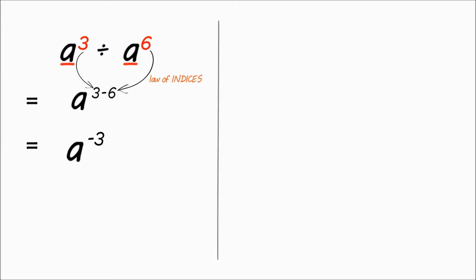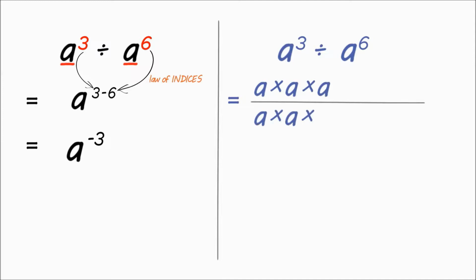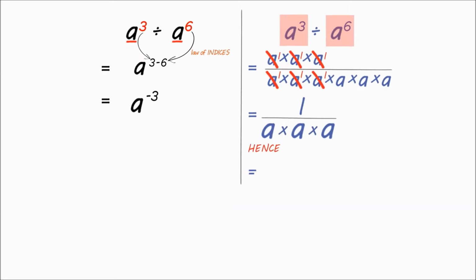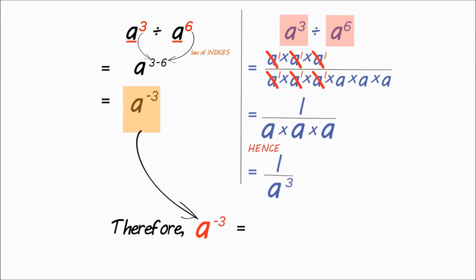Similarly, we can simplify a cubed divided by a to the power of 6 by dividing each pair of a by its common factor to get 1. Again, the numerator is left with 1 and the denominator is left with a times a times a. Hence, a cubed divided by a to the power of 6 is equal to 1 over a cubed. Therefore, we can conclude that a to the power of negative 3 is equal to 1 over a cubed.